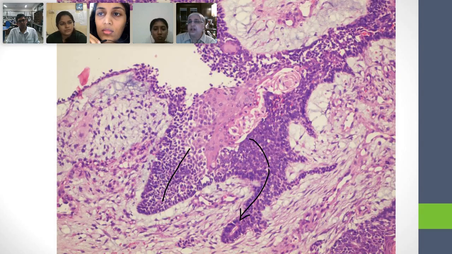Okay, so now let me ask you. You keep on saying epithelium. Which epithelium are we talking about? What is this epithelium that you are saying is dysplastic? Is it glandular epithelium? Is it respiratory epithelium? Is it squamous epithelium? What epithelium?